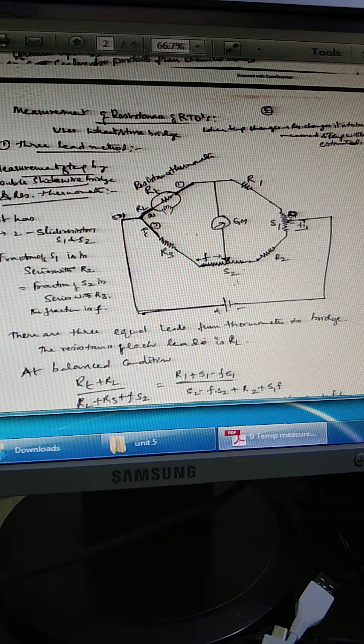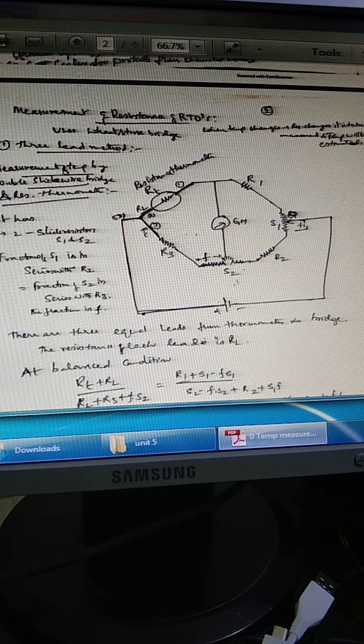If a temperature is applied to this platinum thermometer, its resistance changes. In that case, we have to obtain balance again by changing the sliding contacts.